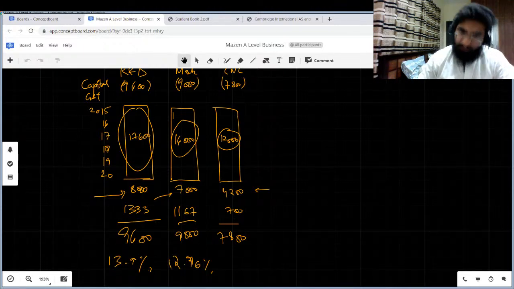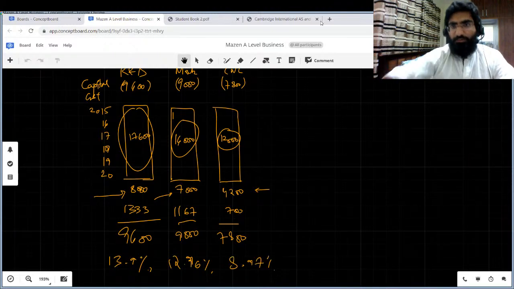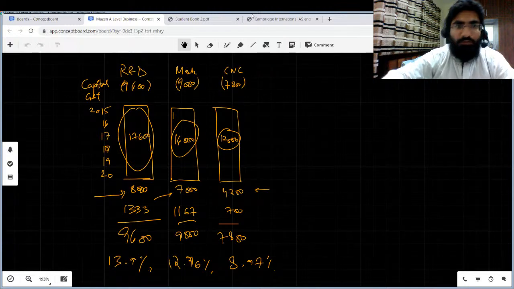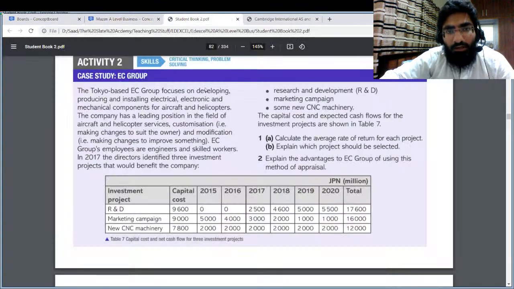8.97%. Is this how you did it when you were practicing it, or some other way? Same thing. Okay. So we are in agreement how to do this thing. Next, sir, you have to tell me advantages and disadvantages of this method.